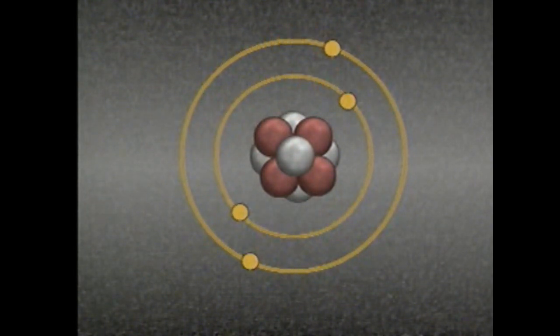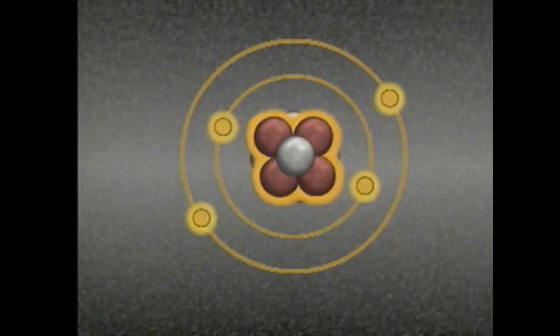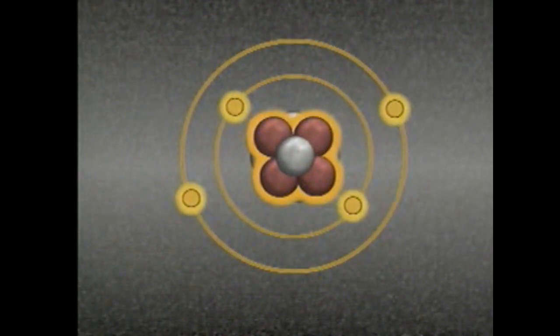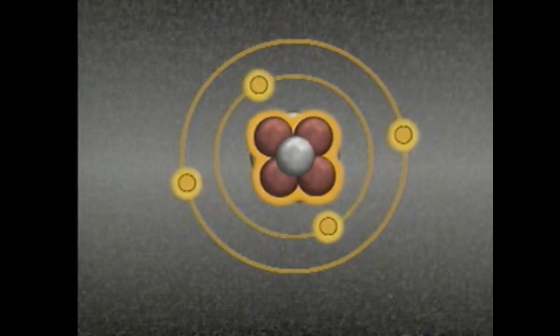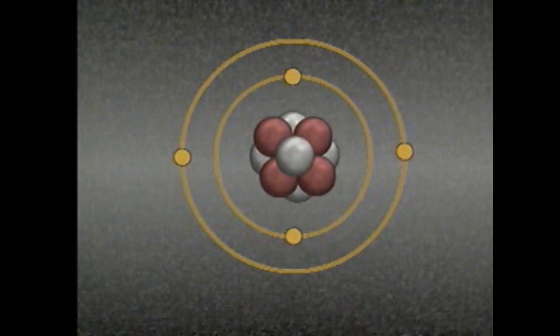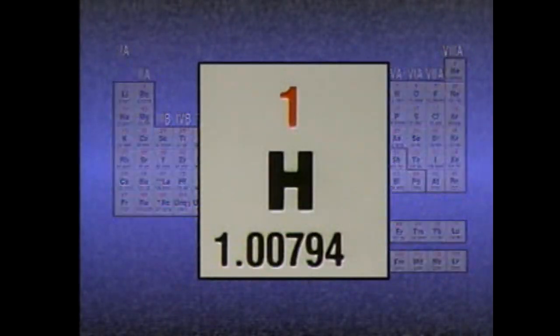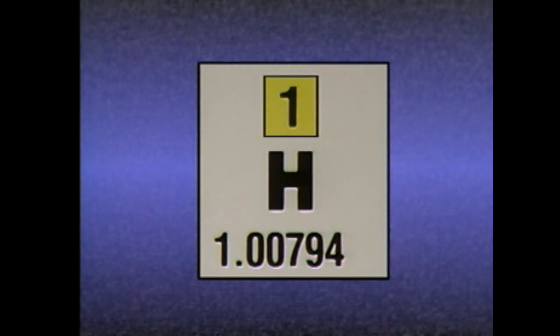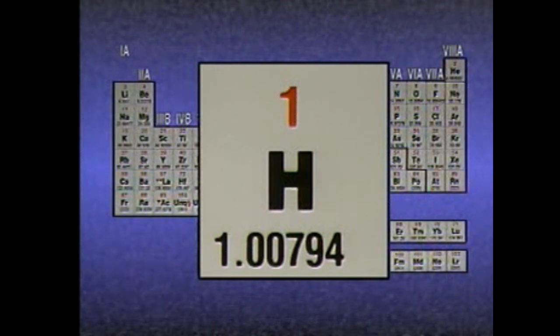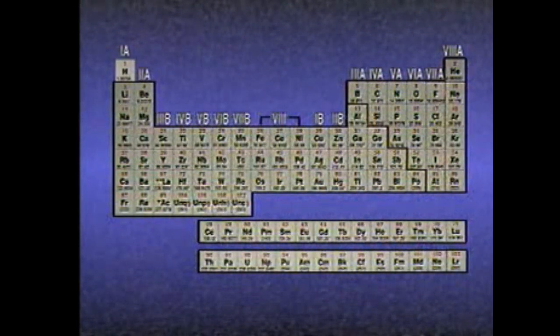An atom has the same number of electrons as it has protons. For example, this atom has 4 protons and 4 electrons. Because the positive and negative charges balance each other, the atom is electrically neutral. Elements are categorized by the number of protons in their atoms. This number is called the element's atomic number. Information about elements can be found in a periodic table, like this one.